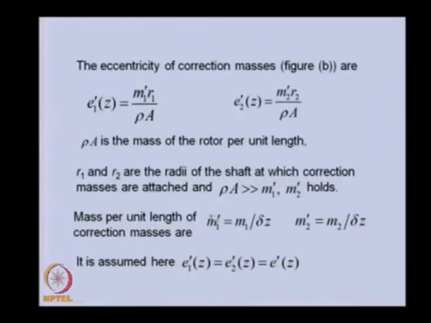So, M1 prime is the mass per unit length of the correction masses in plane 1, and this is in plane 2. We are assuming here the eccentricity which we are calculating, because the masses which we are putting in the correction planes will not be much different. So we are assuming that these eccentricities are equal, and we are representing that as E prime z.